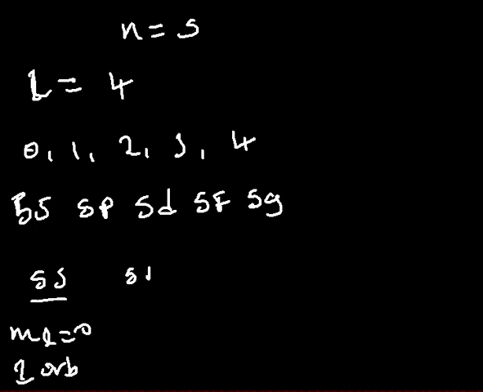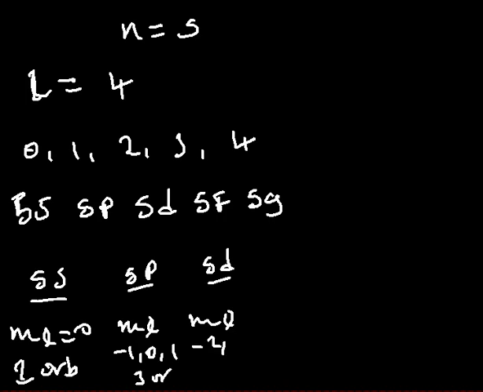And let's go for 5b. The value of L corresponding to 5b is given as 1. Therefore, ML ranges from -1 to +1. It means there are 3 orbitals. And in 5d, we have L given as 2. Therefore, ML corresponds to -2, -1, 0, 1, 2, which corresponds to having 1, 2, 3, 4, 5. It means there are 5 orbitals.